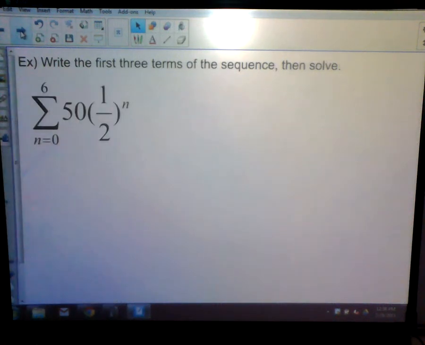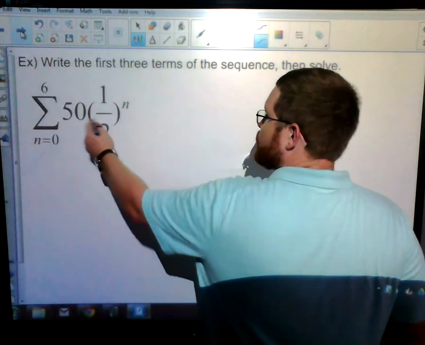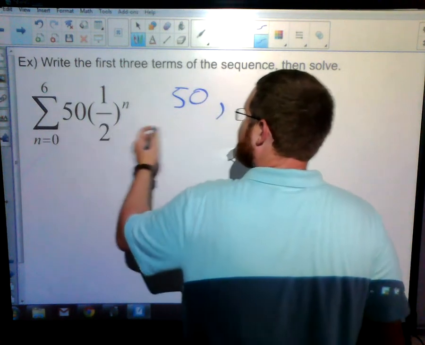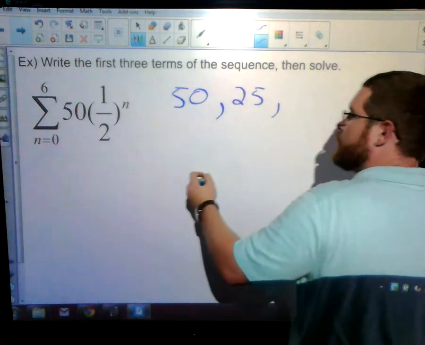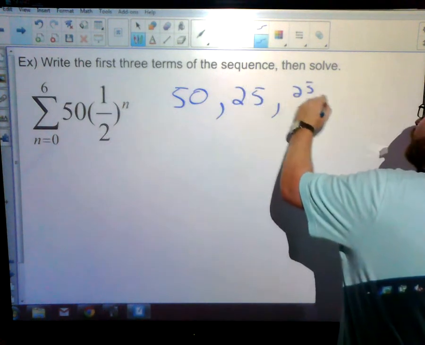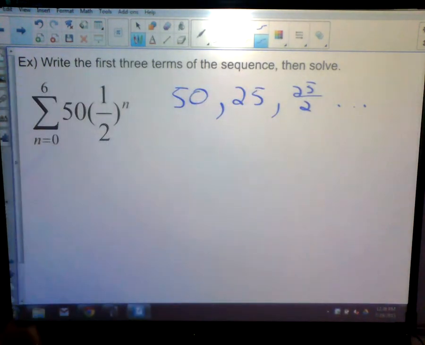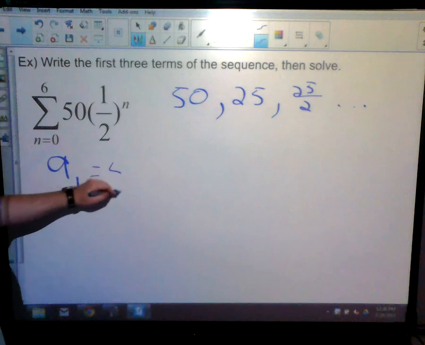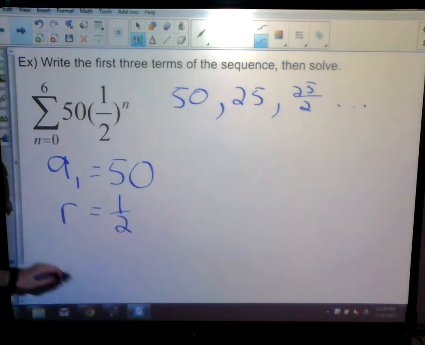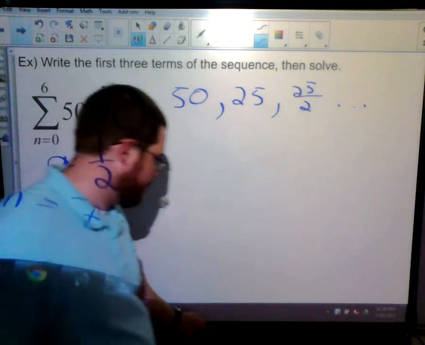What about this one? First three terms. If you plug in 0, anything to the 0 is 1, so it's 50. Plug in 1, you get 1/2 of 50, which is 25. Plug in 2, you get 1/4 of 50, which is 25 over 2. That's a geometric series. So a sub 1 is 50. R is 1/2. N is 7. From 0 to 6 is 7 spaces.